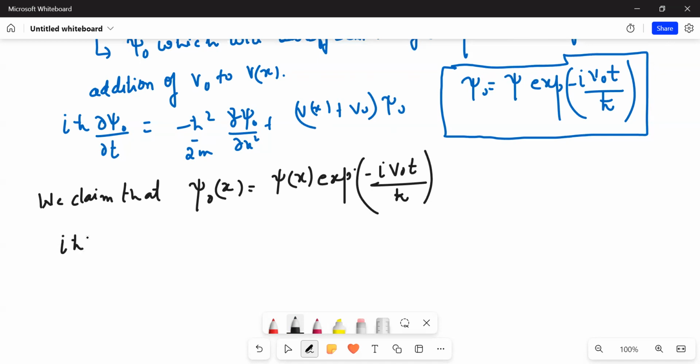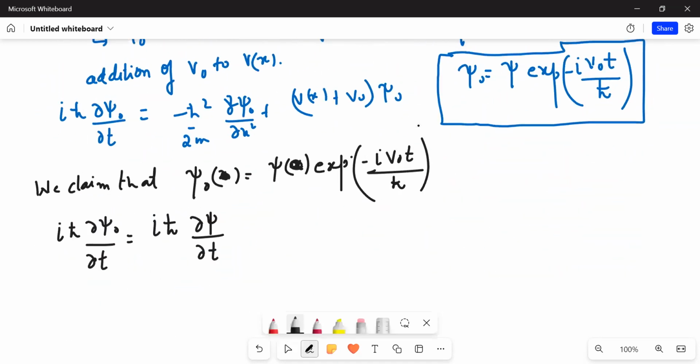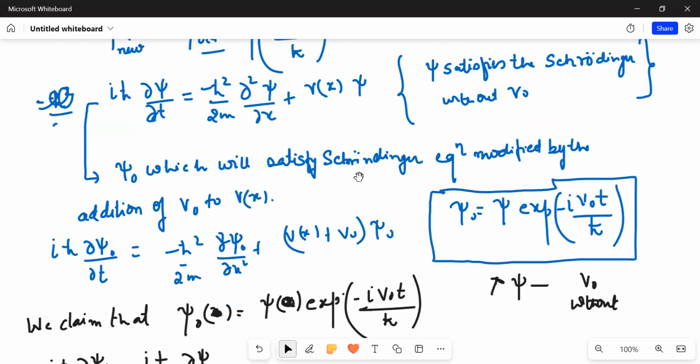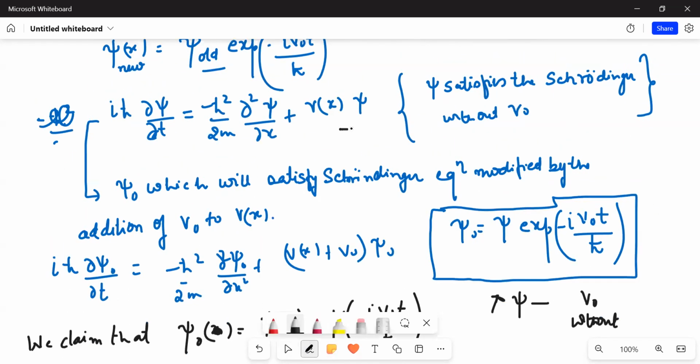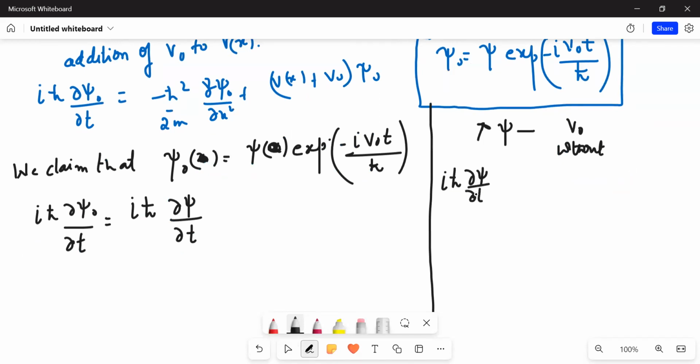So let us start. iota h cut del psi naught upon del t. Remember, this psi satisfies the Schrödinger equation without V naught. Since it satisfies the Schrödinger equation without V naught, it satisfies this equation, let's say equation number 1. So this psi satisfies this Schrödinger equation.